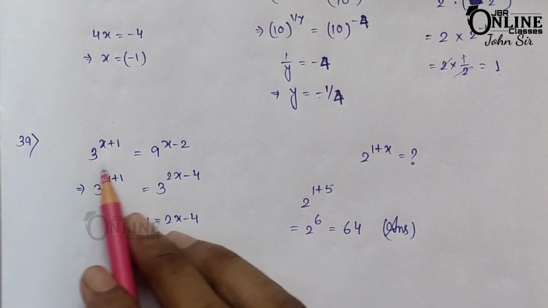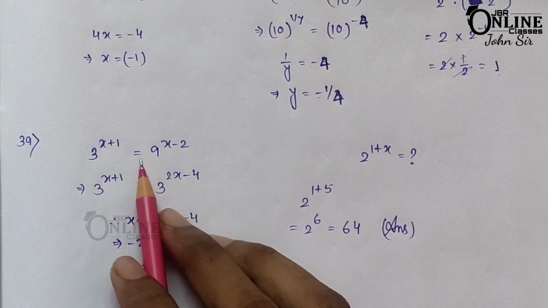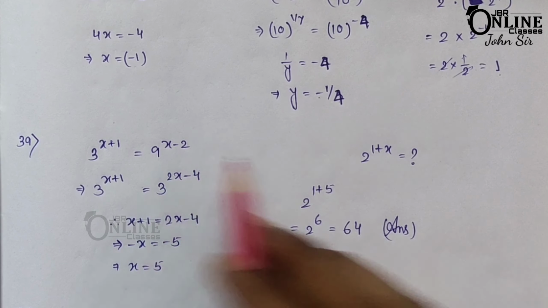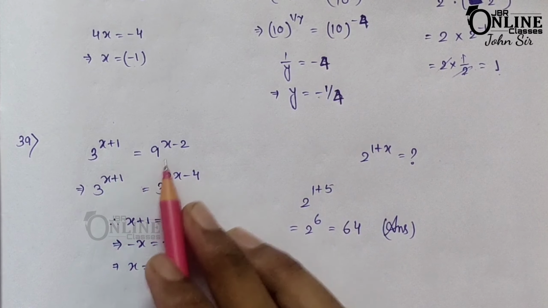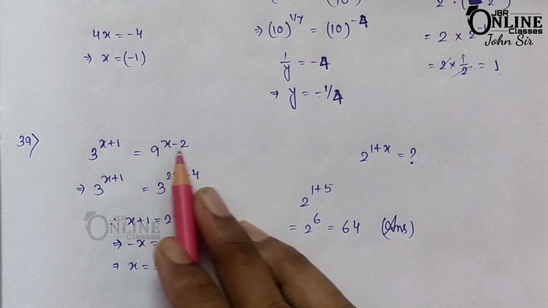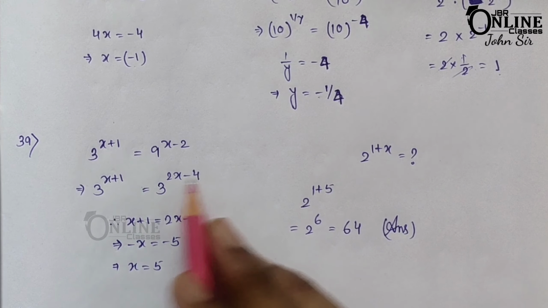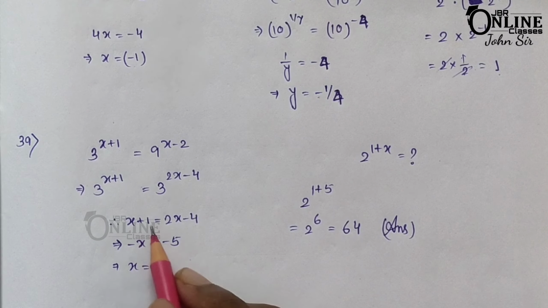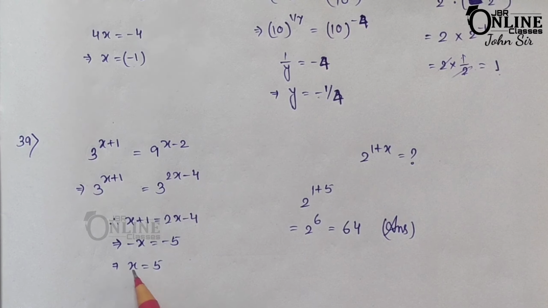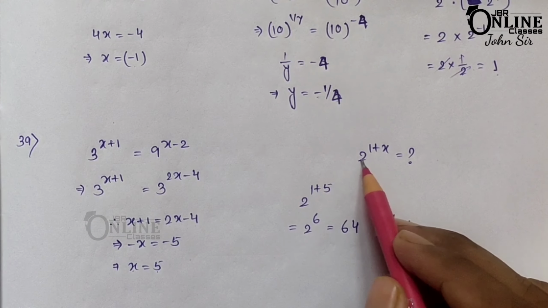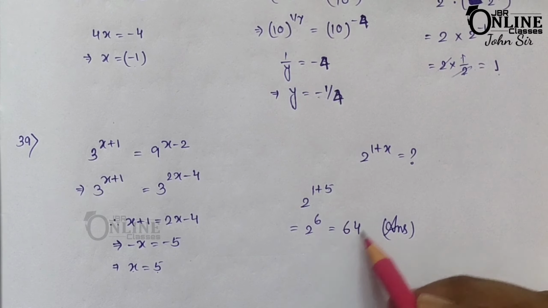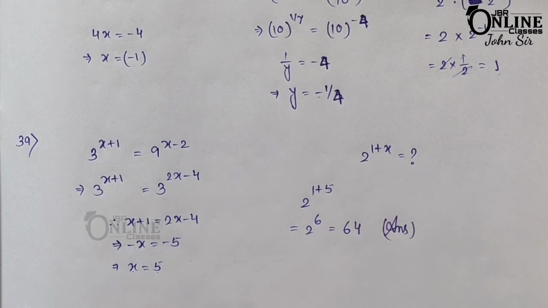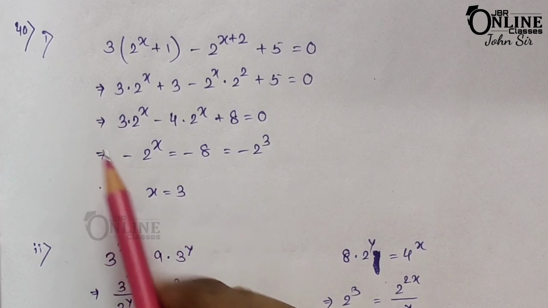Now 39. 3 to the power x plus 1 equals 9 to the power x minus 2. Then find the value of this one. Here 3 to the power x plus 1, and 9 means 3 square, multiplied with this one, 2x minus 4. By comparing both sides, x plus 1 equals 2x minus 4, then x equals 5. So here 2 to the power 1 plus x means 1 plus 5, 2 to the power 6, and that equals 64.